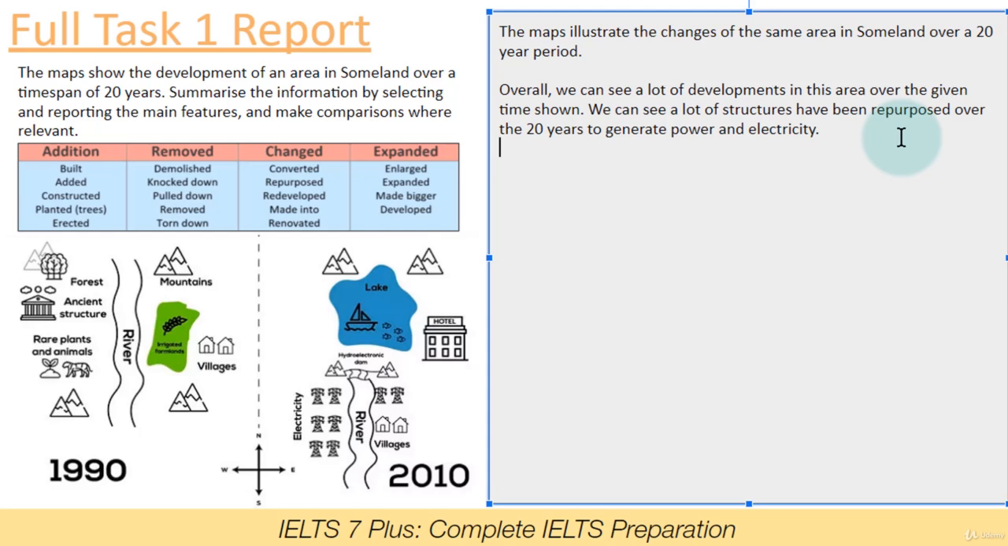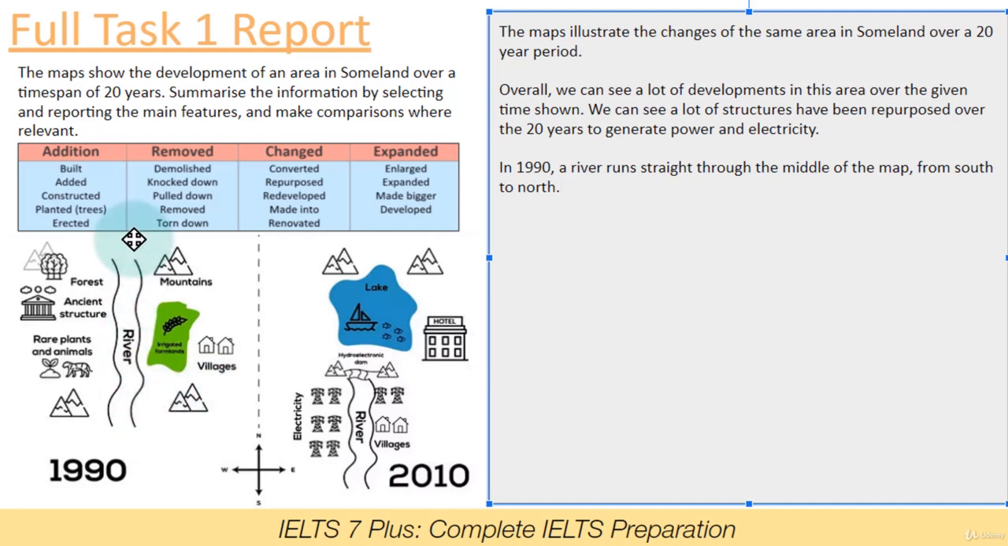Now onto the main bulk of our writing. So we're going to begin group 1 with 1990. The first thing I'm going to mention is that the river runs straight through the middle. That's kind of the most important feature. In 1990, a river runs straight through the middle of the map from south to north.